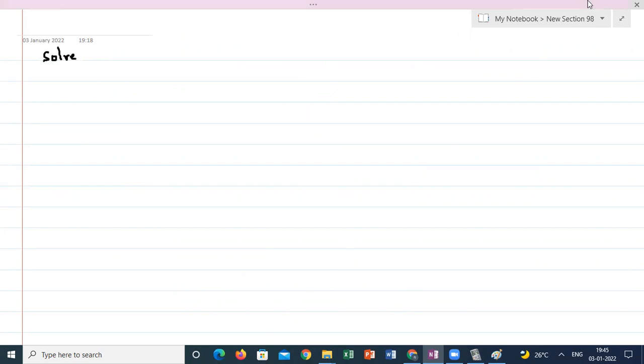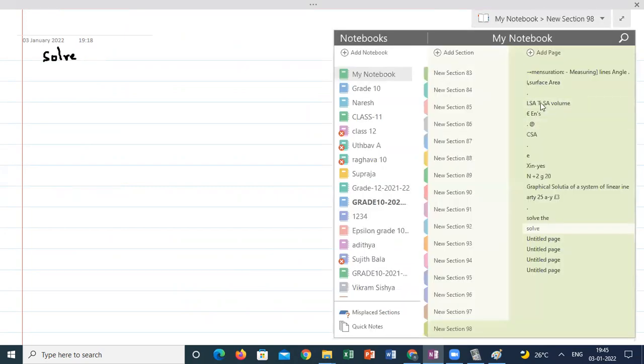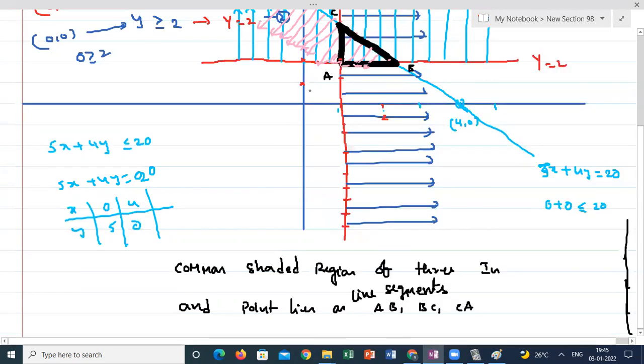See, if the solution is like this, it is called a bounded region. Bounded region means it's completely closed. The points lying inside this triangle, including the points on this triangle, are the solution set. So the solution set is a bounded region. It's a bounded region.